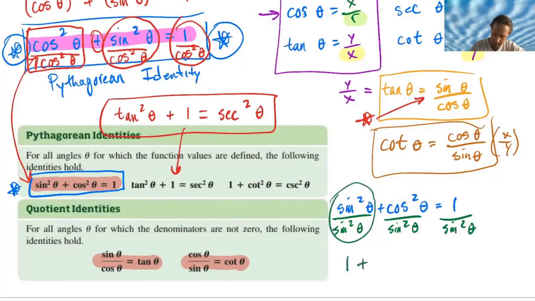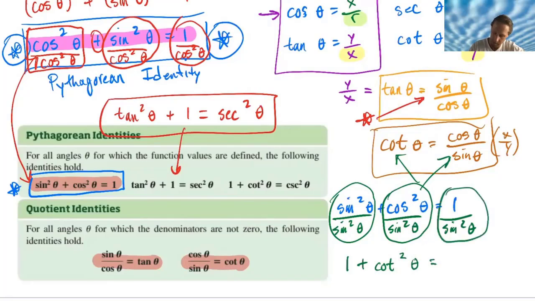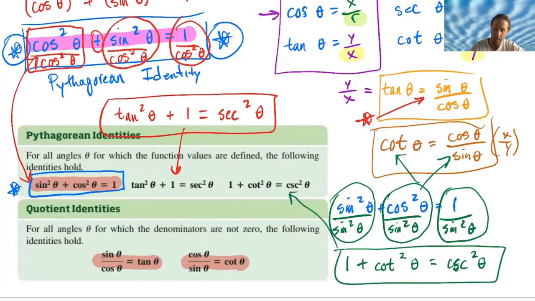which we know is 1. Remember, cosine over sine is cotangent, and since they're both squared, it will be squared for that angle theta. And then 1 over sine squared would be the reciprocal function for that, which is cosecant squared. And there is our third alternative version.